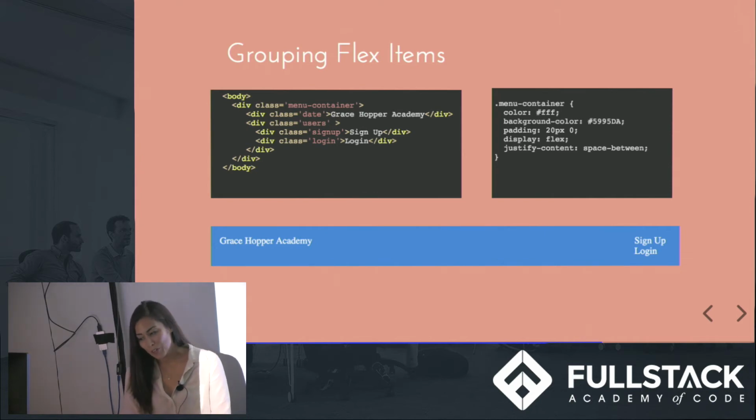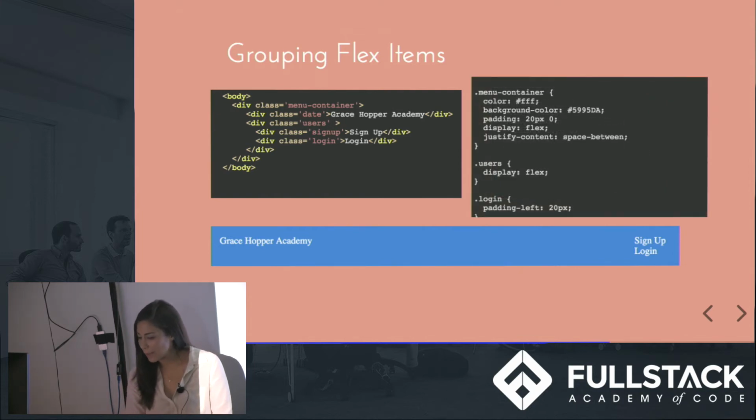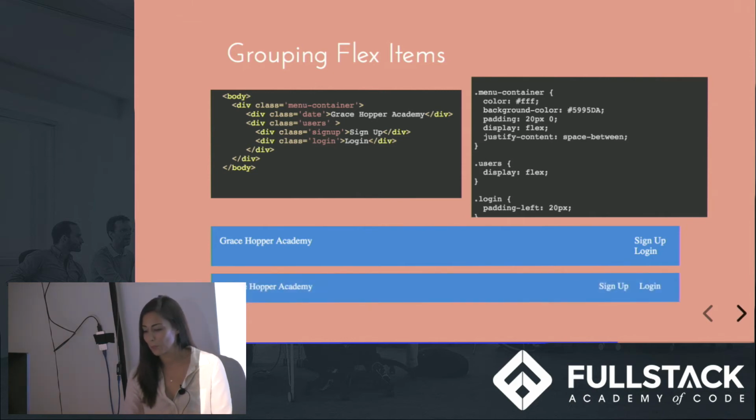Now we can really go crazy by creating a nested flex container in our CSS. So I enabled Flexbox on the nested users container through the display property, added a little padding, and the result is as follows. Pretty cool.